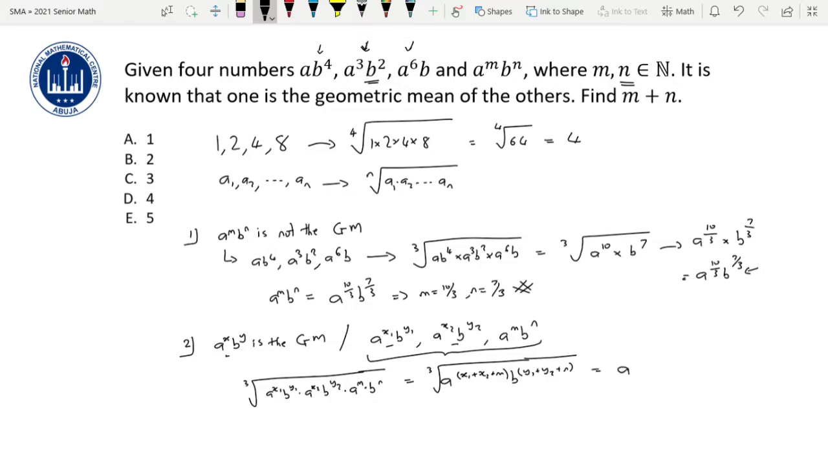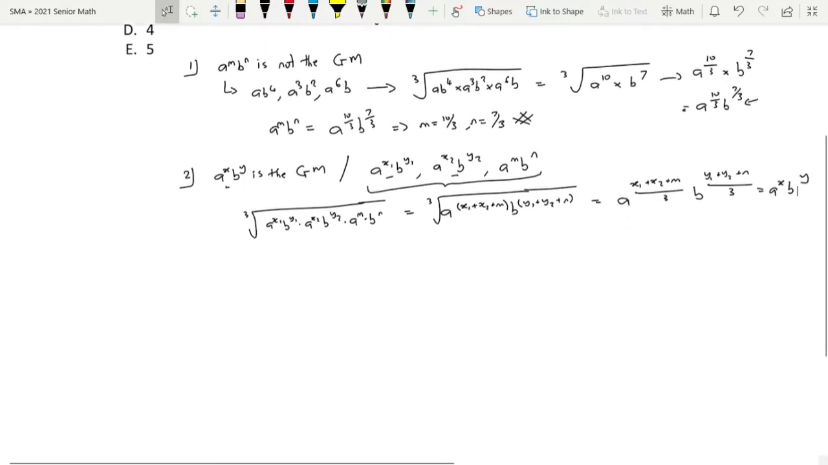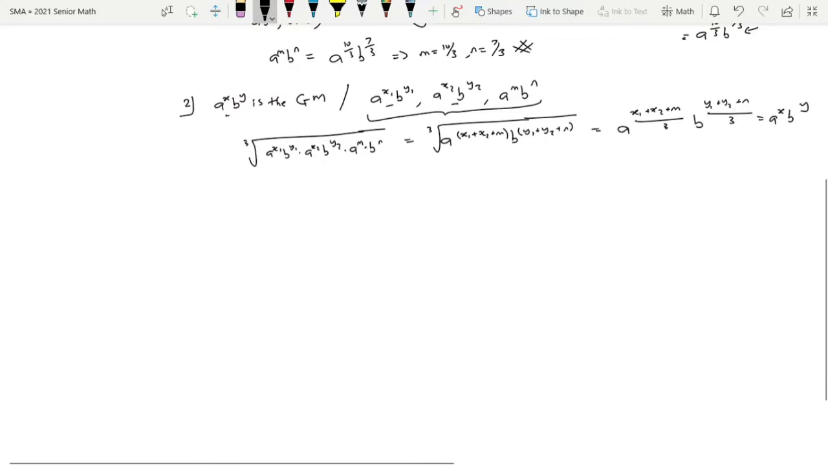And this is a raised to power (x1 plus x2 plus m) over 3, b raised to power (y1 plus y2 plus n) over 3. Okay. And then since a raised to power x, b raised to power y is the GM, this is going to be a raised to power x, b raised to power y. And based on this, it implies that the exponent of a will be equal to the exponent of a on both sides of this equality, right?